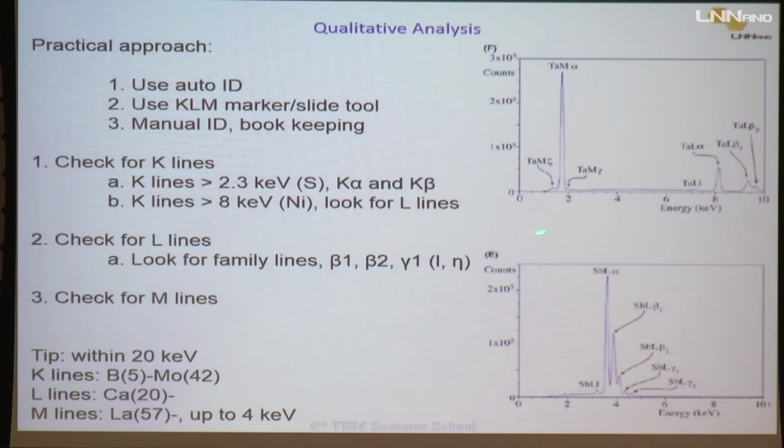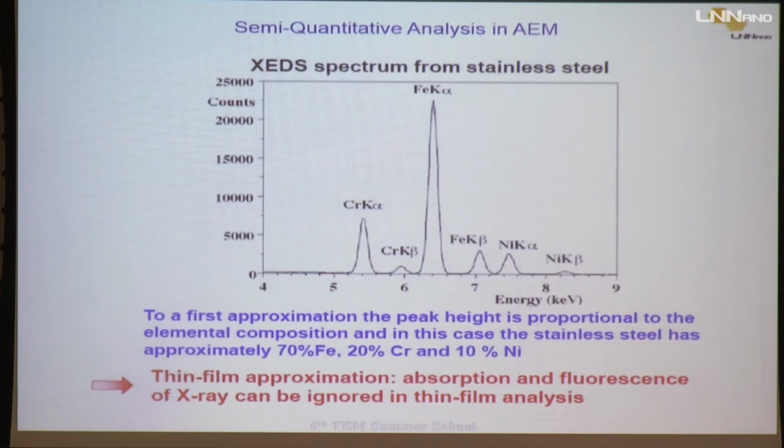Here I have the antimony L line. You can see that there are many different signals coming from the different families. You need to find them. If they are not there, then it may be another element, it may be an artifact, and so on. When you have your system, you just need to look for all the possible combinations. Okay?